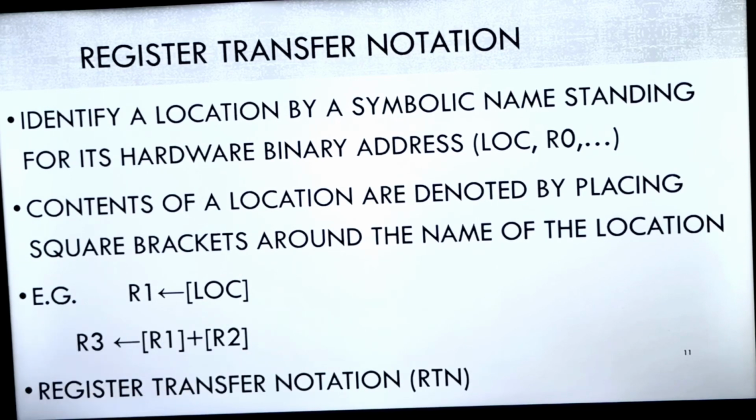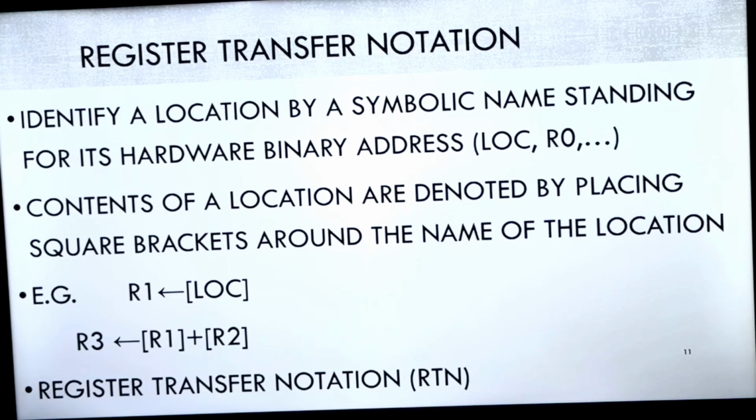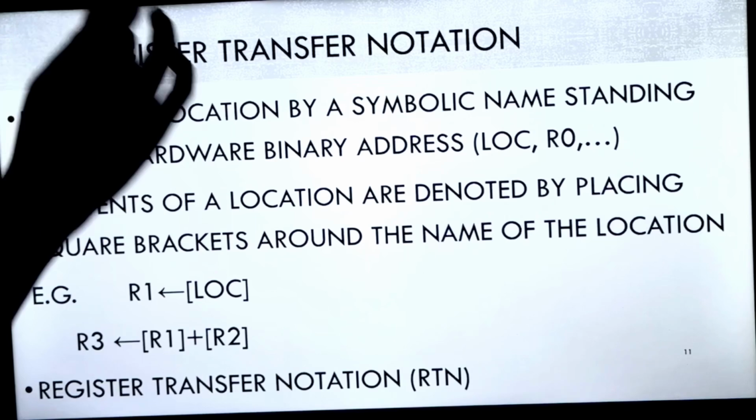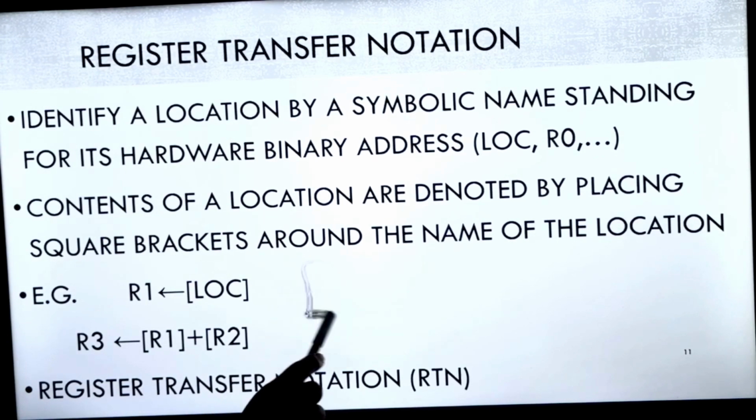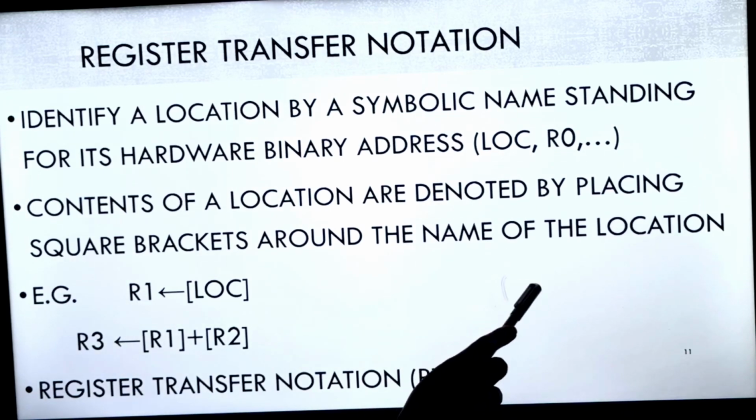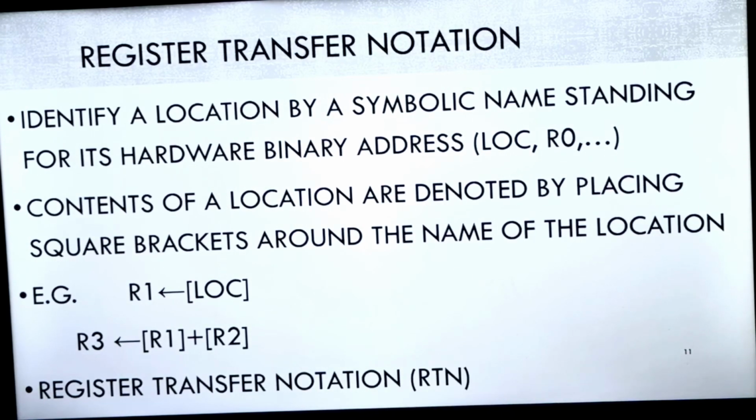Fine. Suppose you want to perform R3 equals R1 plus R2. How to represent it in RTN? This is how we do. In square brackets R1 plus R2 and this arrow symbol goes to R3. Means in register R3, I am storing R1 plus R2. Suppose you want to transfer something from R3 to main memory. Then what I will do? Say R3 to location, say A, I am sending to location A. This is how we write. This is how RTN works.